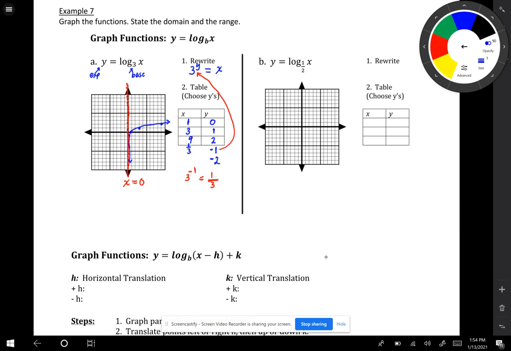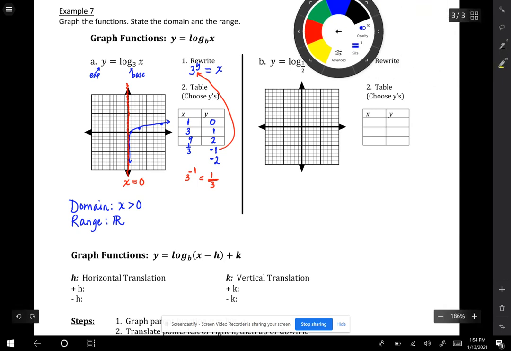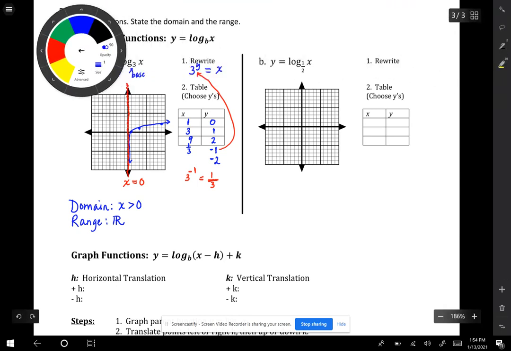And the domain is, remember, just your x values. X has to be all positive numbers, so greater than 0. Can't include 0 because that would give you an error message, and you cannot include 0 because it's your asymptote line. And the range, notice y values are positive, negative, and 0. So it's everything. All real numbers for y. Okay. Let's do example number 2.